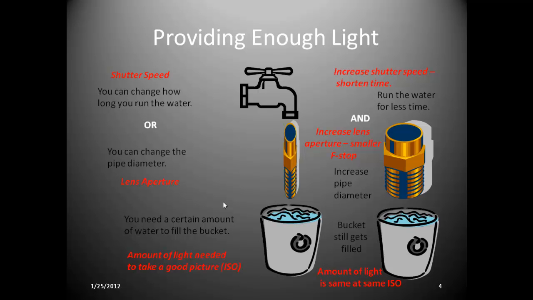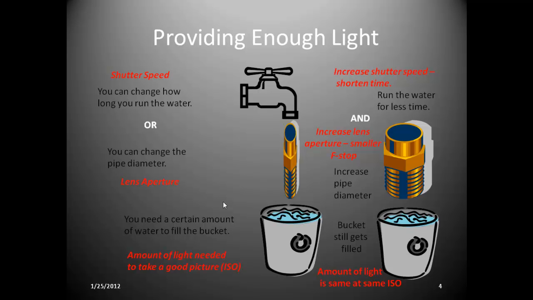The size of the pipe in our water analogy is how wide your lens opens up. It is called lens aperture, or the aperture of your lens. The larger the lens is opened, the more light gets in for a given amount of time that you keep it open.